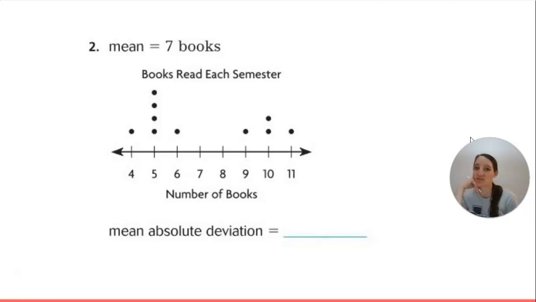Why don't you try this one on your own? It's nice because it already gives you the mean. If the mean is 7, which I can see how that's the balance point, right? The average. What is the mean absolute deviation? Try it on your own and then come on back.